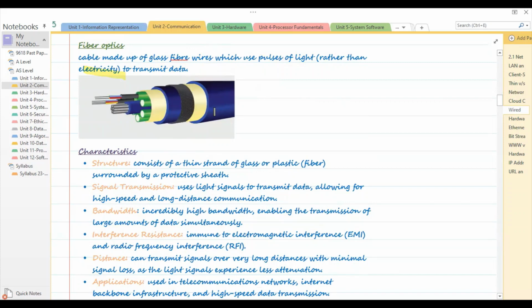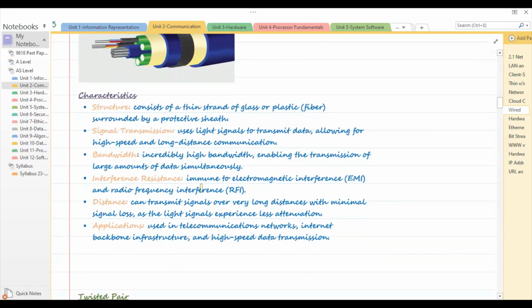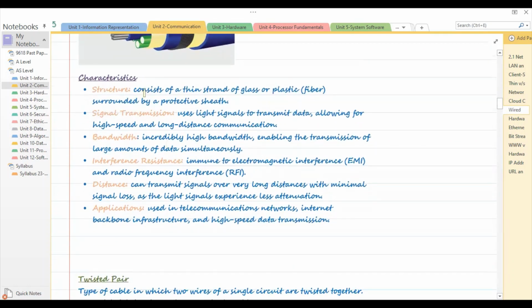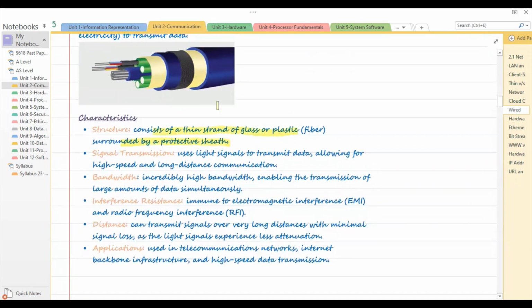Okay. So it looks like this. Fiber optics, you must have seen fiber optics laid down on roads for long distance telephone lines, right? So, characteristics. It consists of a thin strand of glass or plastic surrounded by a protective sheath, as you can see here, right?